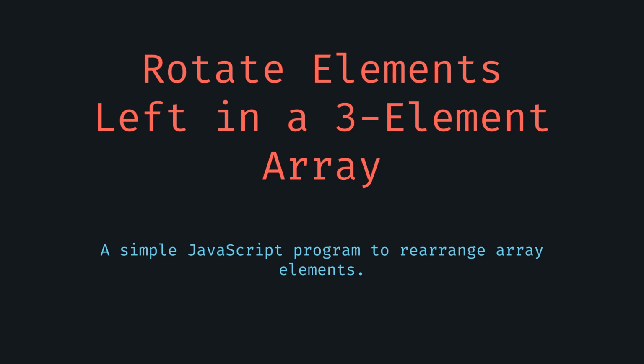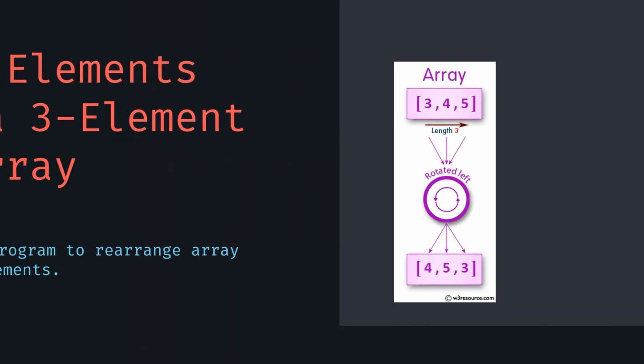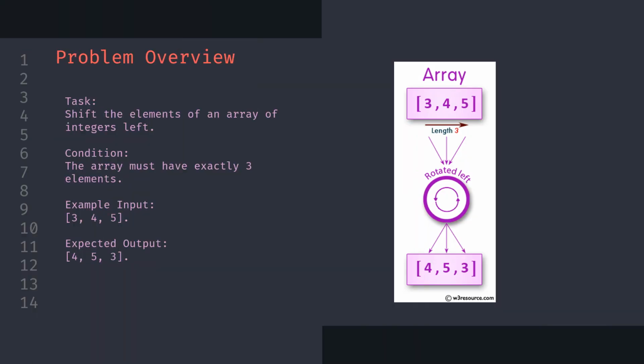Hello and welcome. In this video, we'll explore how to rotate the elements of a 3-element array to the left using JavaScript. Let's get started. The goal is to shift the elements to the left. For example, the first element moves to the end while the others shift to the left. Simple and straightforward.